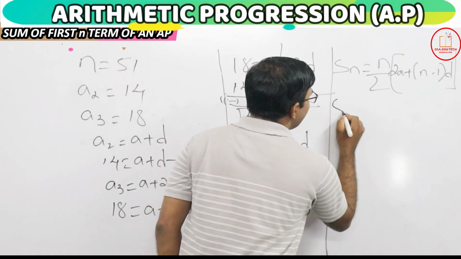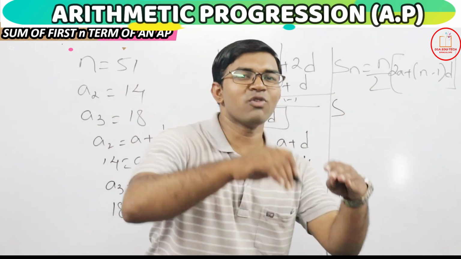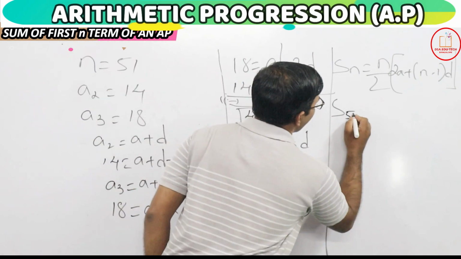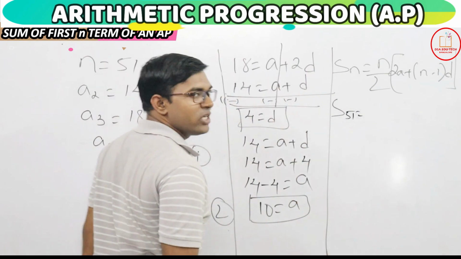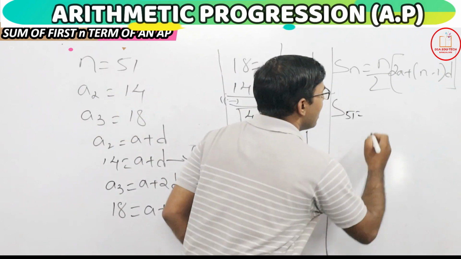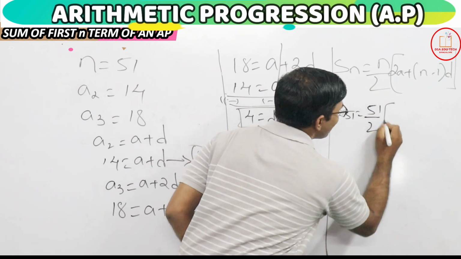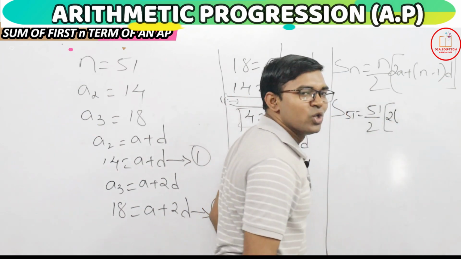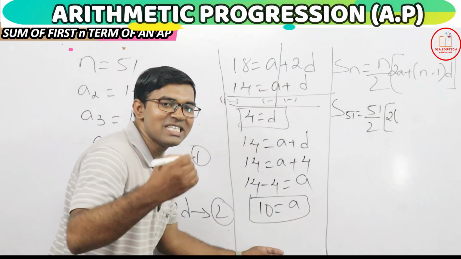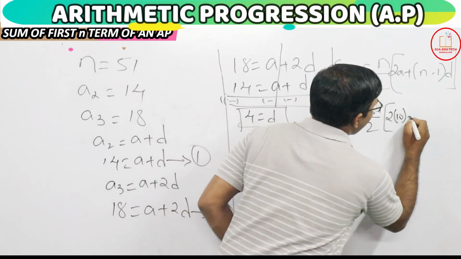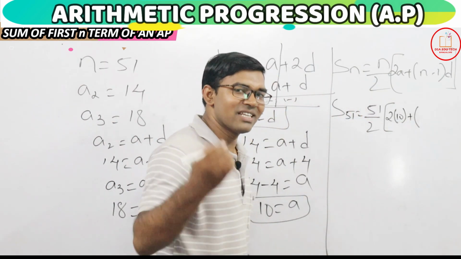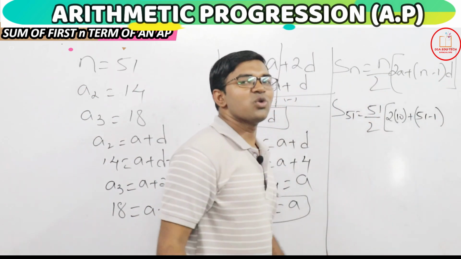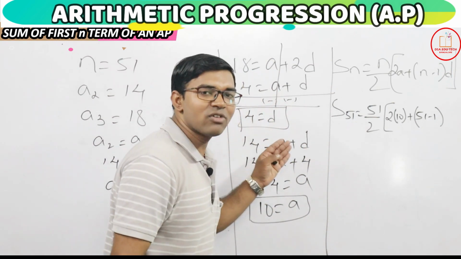Now moving to the next, let me substitute the values. What is the value of N? N is nothing but 51. So I will write 51 divided by 2, then 2 times the value of A. A value is 10, so let me write 10 plus (N minus 1), and N is 51, so 51 minus 1, into the value of D. The value of D we have got as 4.